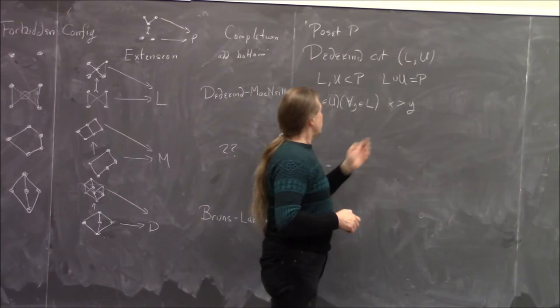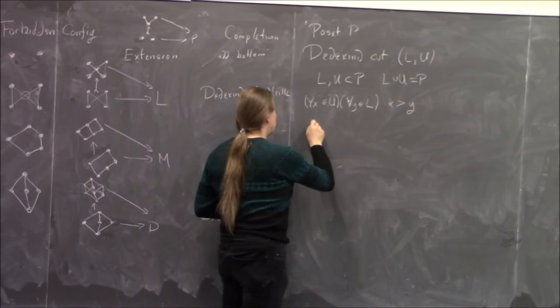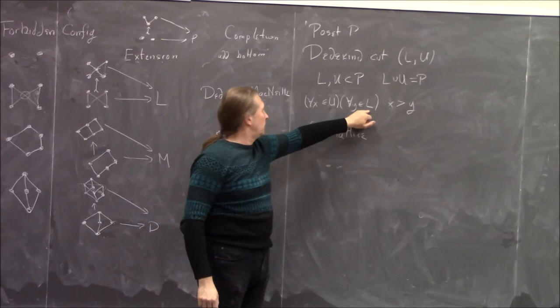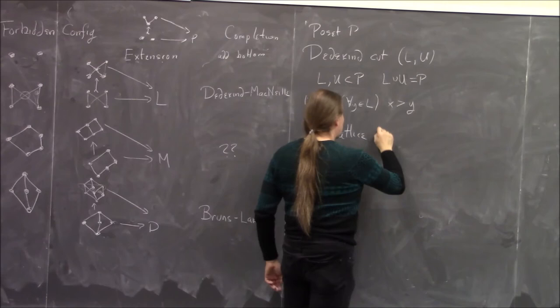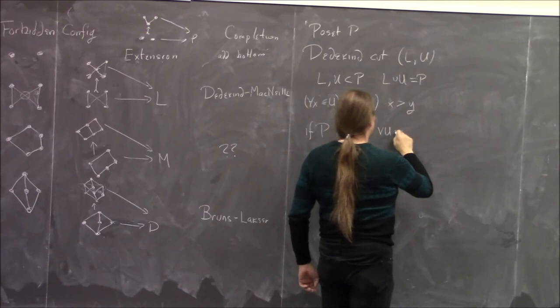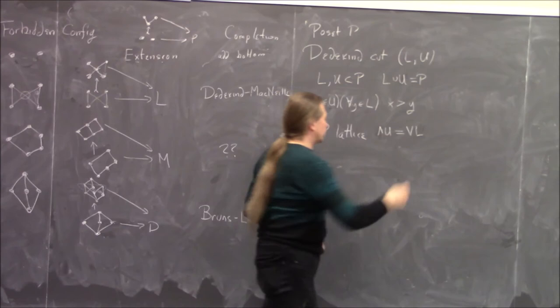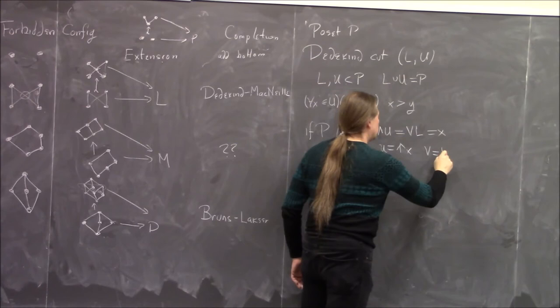So to begin with, if P was a lattice, then given two such sets, what would happen? All the L's are upper bounded by the U's, so if P is a lattice, I could just as well take the meet of the upper guys or the join of the lower guys, and that would be the point in between them. Let's call that point X. Then U would be the upset of X, in other words, all things bigger or equal than X, and L would be equal to the downset of X.